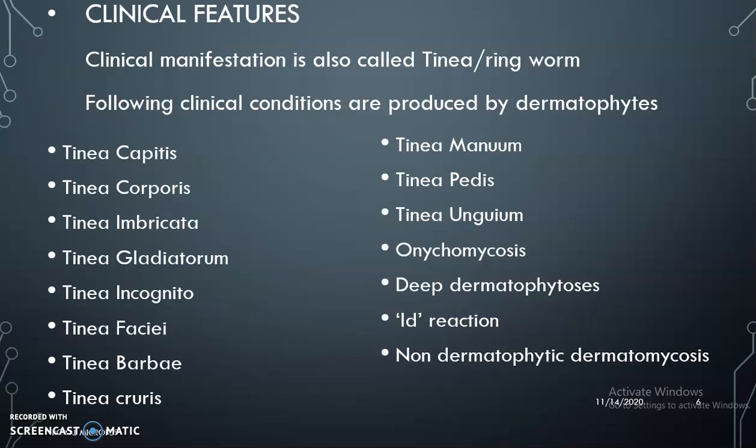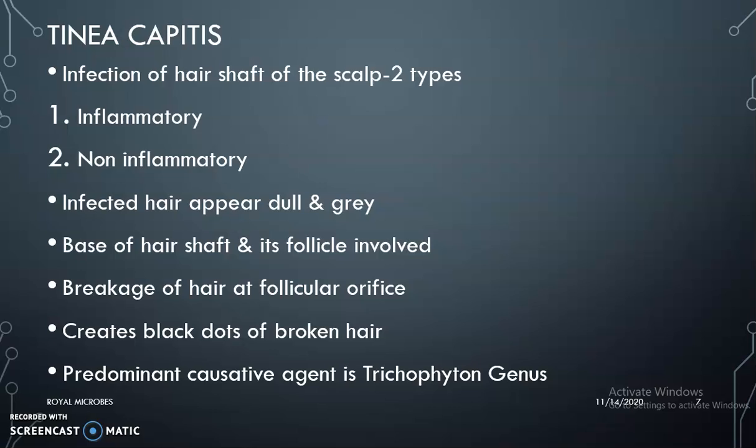The clinical features: clinical manifestations are also called tinea or ringworm. The following clinical conditions can be produced by dermatophytes: tinea capitis, tinea corporis, tinea imbricata, tinea gladiatorum, tinea incognito, tinea faciei, tinea barbae, tinea cruris, tinea manuum, tinea pedis, tinea unguium, onychomycosis, deep dermatophytosis, id reaction and non-dermatophytic dermatomycosis. First we can see tinea capitis.